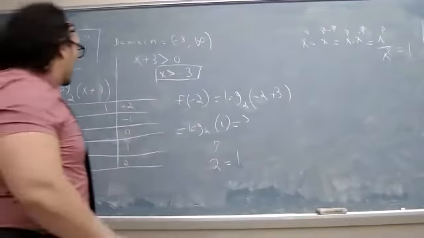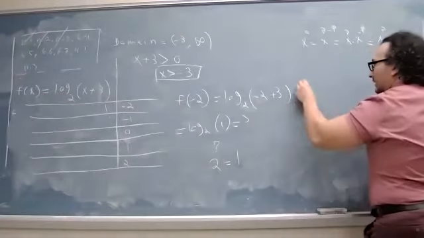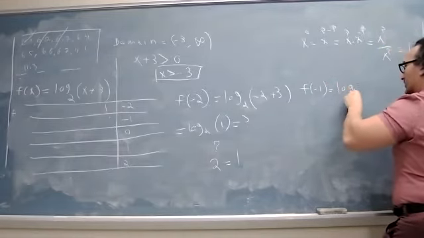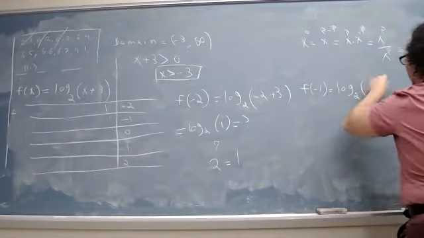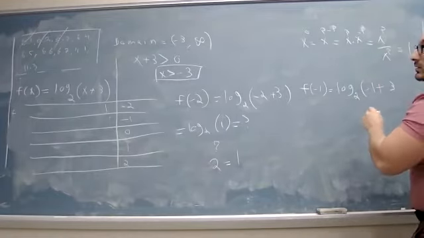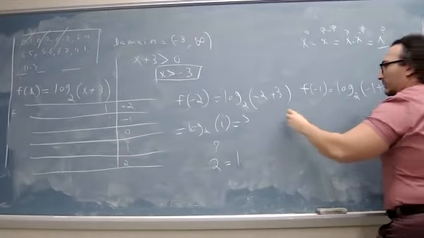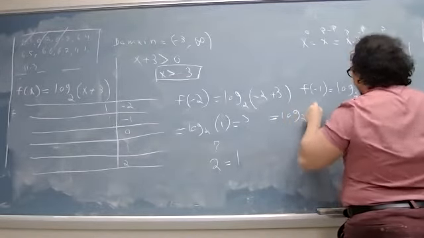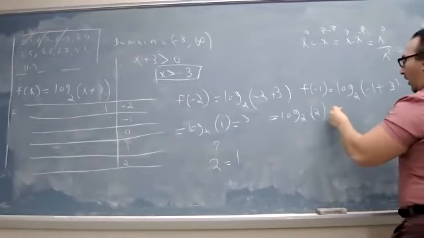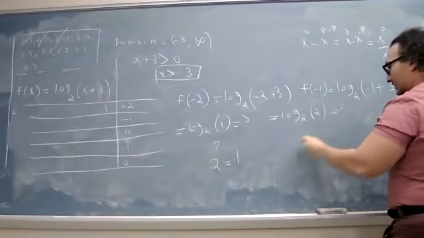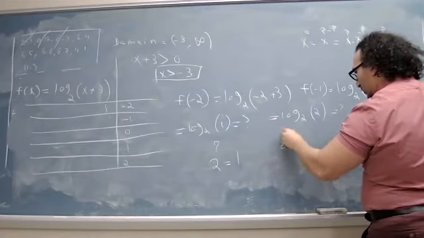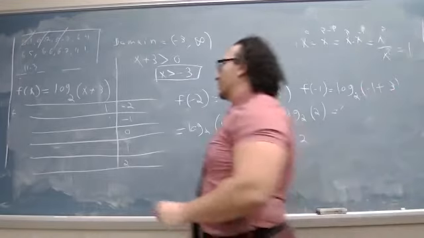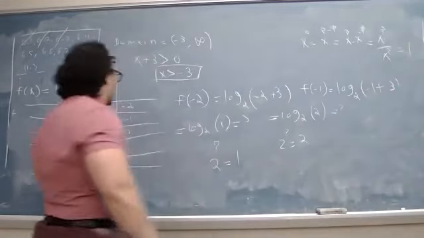What is f of -1? F of -1 is log base 2 of -1 plus 3. So then we get log base 2 of 2. That is a question. It says 2 raised to what power is equal to 2. Clearly, that is 1.